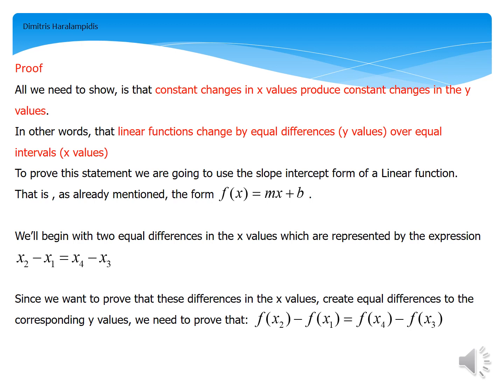To prove this statement, we are going to use the slope-intercept form of a linear function. That is, as already mentioned, the form f of x equals mx plus b. We'll begin with two equal differences in the x values, which are represented by the expression x2 minus x1 equals x4 minus x3. Since we want to prove that these differences in the x values create equal differences in the corresponding y values, we need to prove that f of x2 minus f of x1 equals f of x4 minus f of x3.